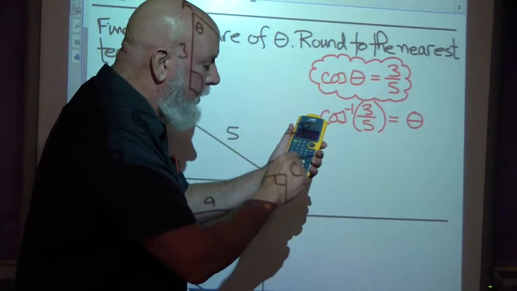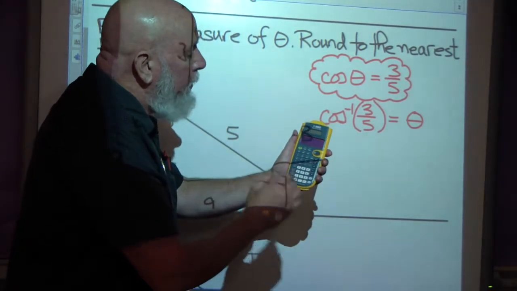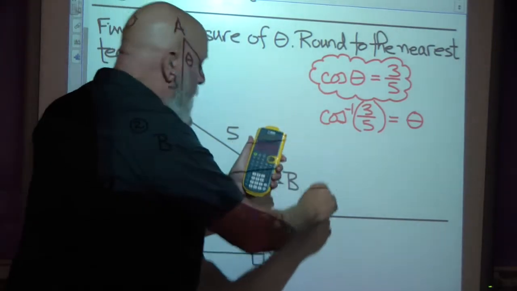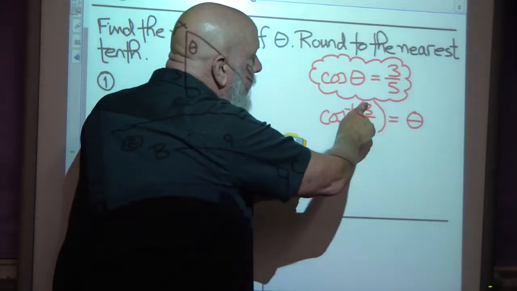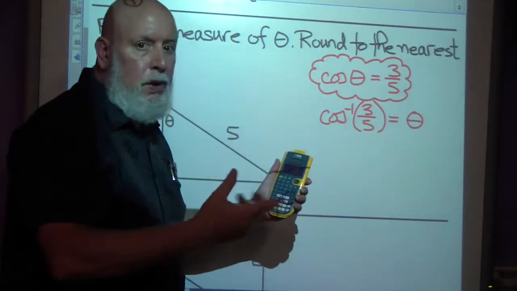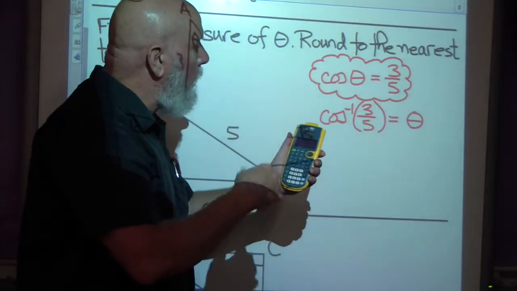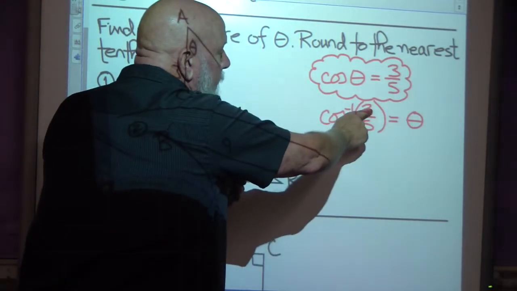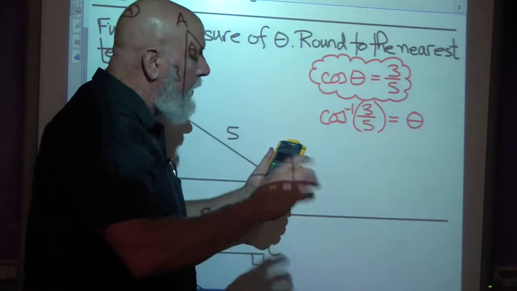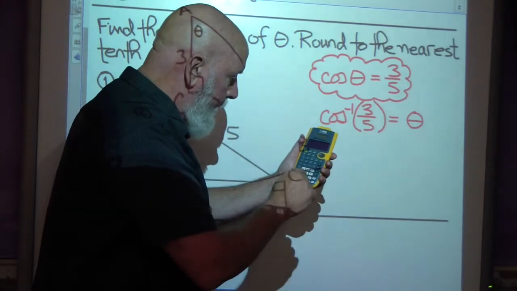That's the inverse cosine. So I'm going to hit that, and it pops up on my screen, the inverse cosine and an open parenthesis. What I want to do is put the fraction in there, 3/5. You can do it using your fraction tool, or I usually just go 3 divided by 5, because that's what a fraction means, 3 divided by 5. But if you want to use the fraction button, that's just fine.